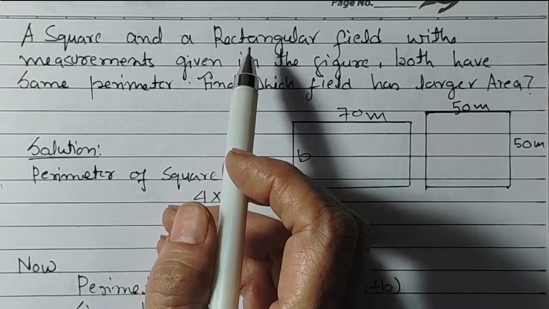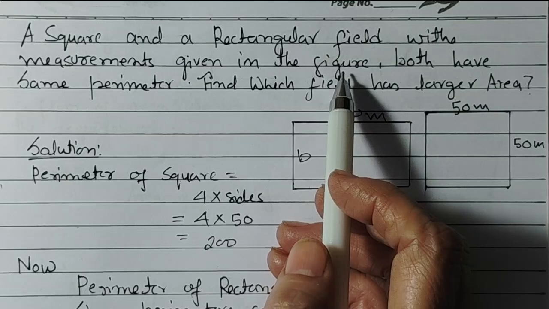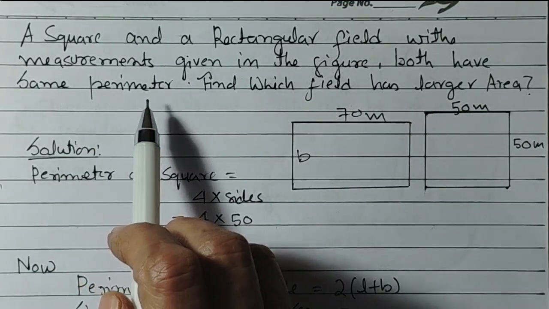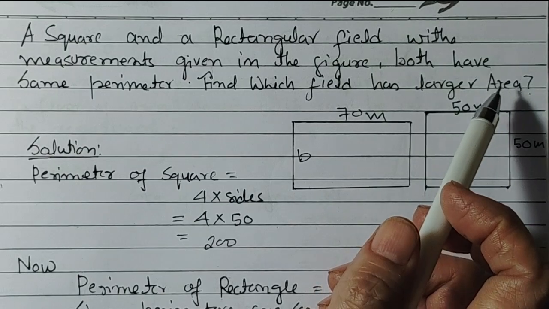A square and a rectangular field with measurements given in the figure. Both have the same perimeter. Find which field has the larger area.